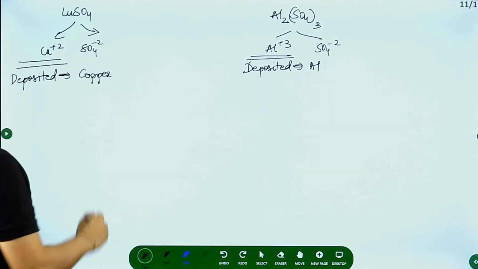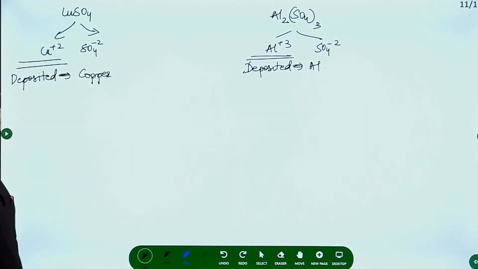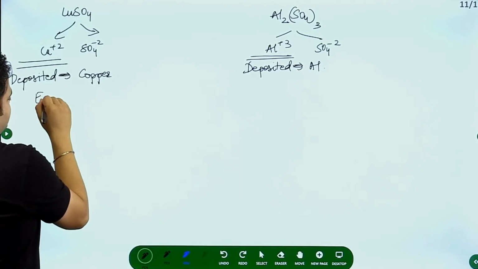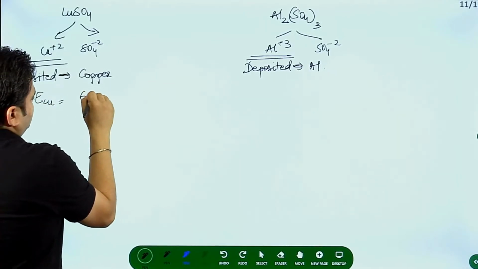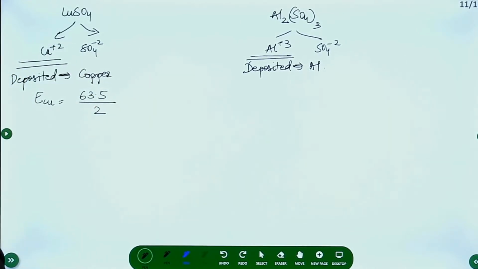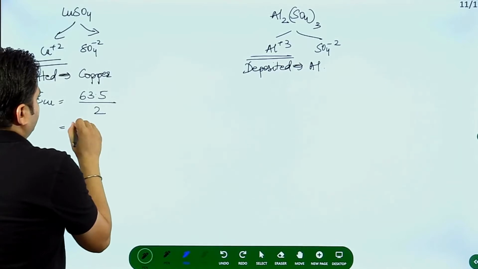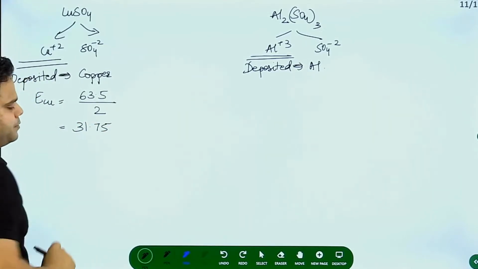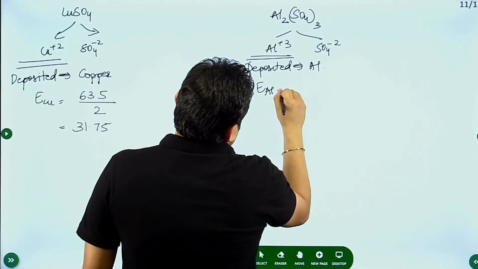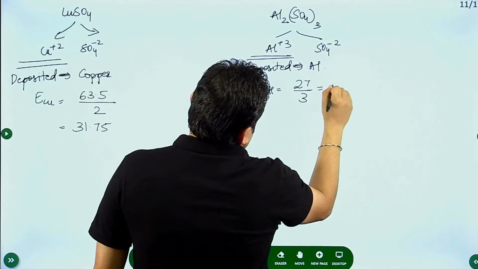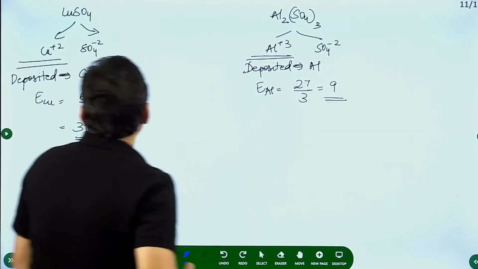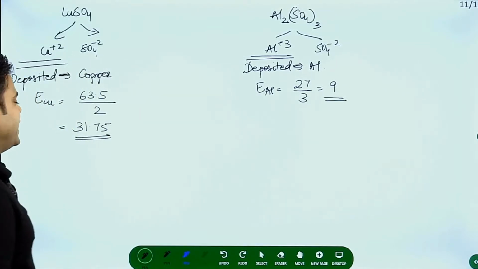Now, what about the equivalent weight of copper? Molar mass of copper is 63.5. Valency of copper is 2. तो इसका इक्विवेलेंट वेट कितना आएगा? 31.75. What about aluminium? Equivalent weight of aluminium is 27/3, 9. So what will be deposited more? Out of these two, copper will be deposited more. इसका एक्सप्रेशन कैसा जाता है?